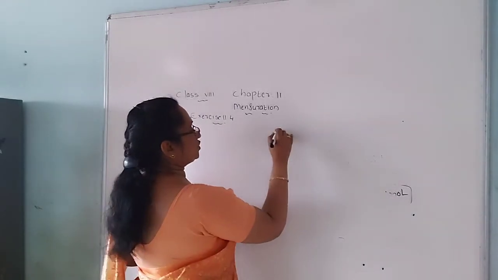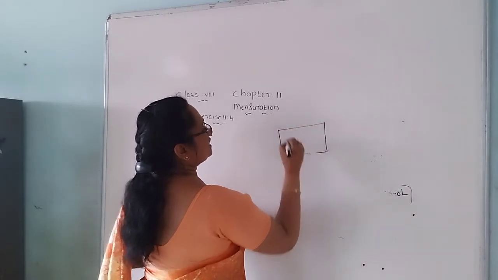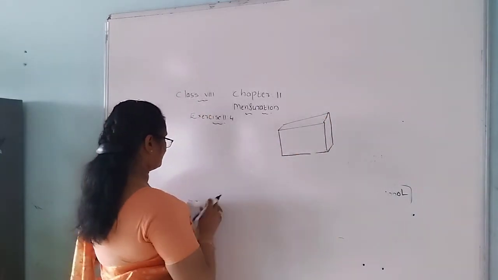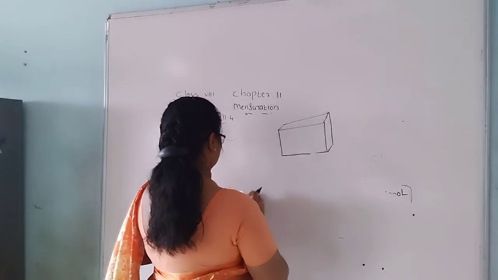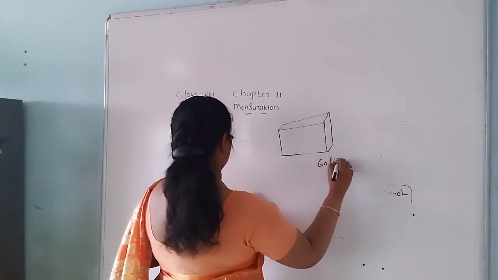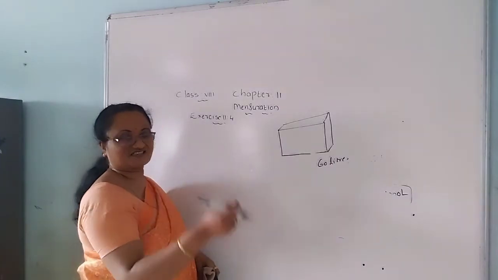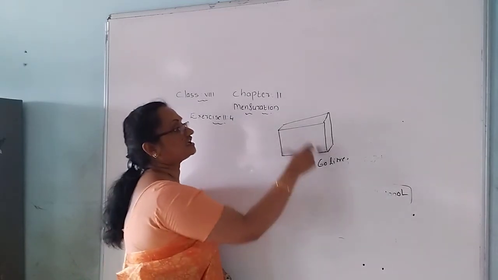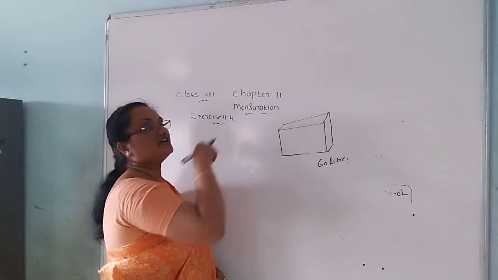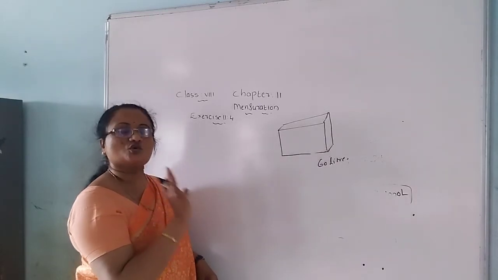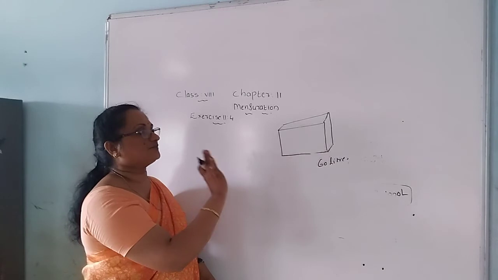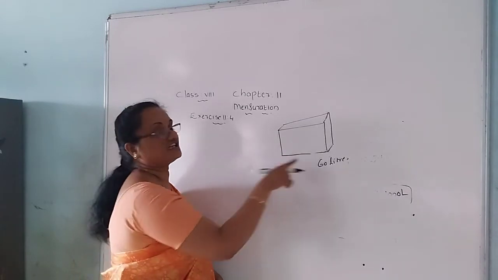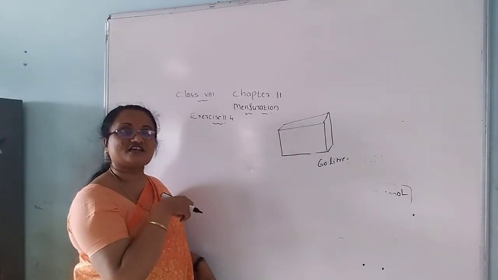Here there is a cuboid shape. One reservoir is there, and the reservoir is in the shape of a cuboid. 60 liters of water can be poured inside within 1 minute. 60 liters of water can pour inside this reservoir or water tank. Just imagine a cuboid-shaped water tank. Within 1 minute, how many liters can be poured into that water tank? 60 liters of water can be poured inside.